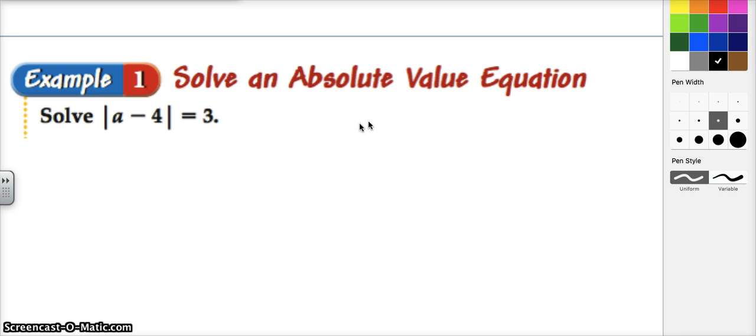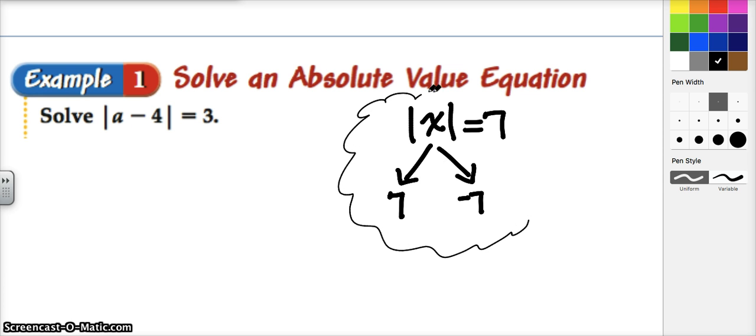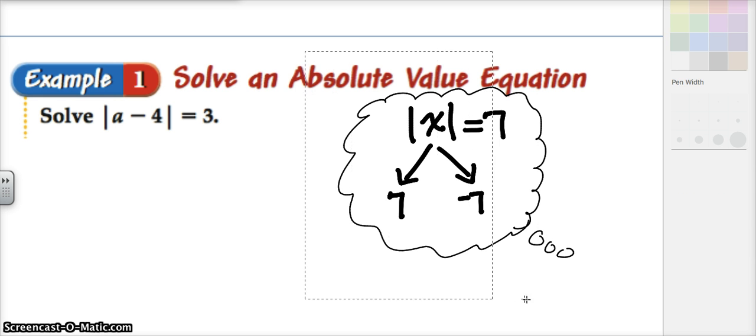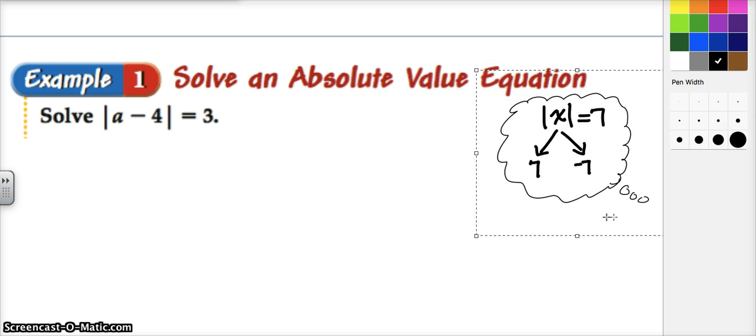So before we even get started with this problem, I'm just going to ask you to think about this. If I had the absolute value of x is equal to 7, you know that x could be either of two things. X is either a positive 7 or a negative 7, right? You know this. So I want you to keep this in the back of your mind when we're doing any absolute value equations. This is just a thought bubble and I'm going to make it small so it's not taking up too much space. This is not the problem, guys. This is just what you're thinking.